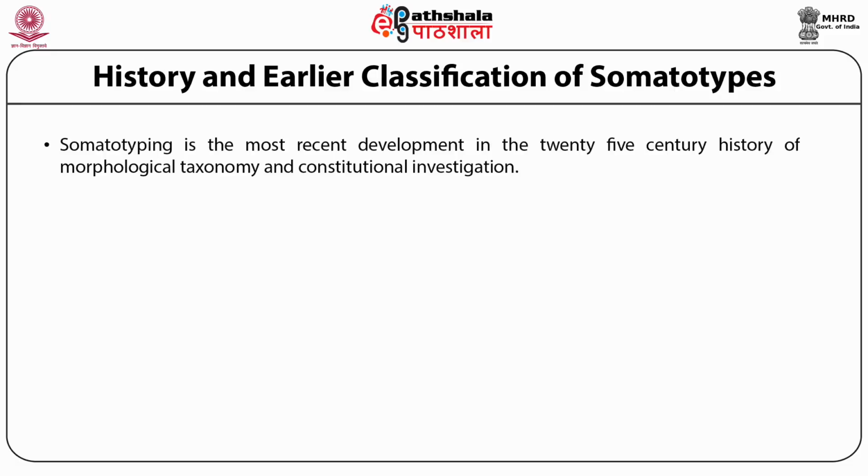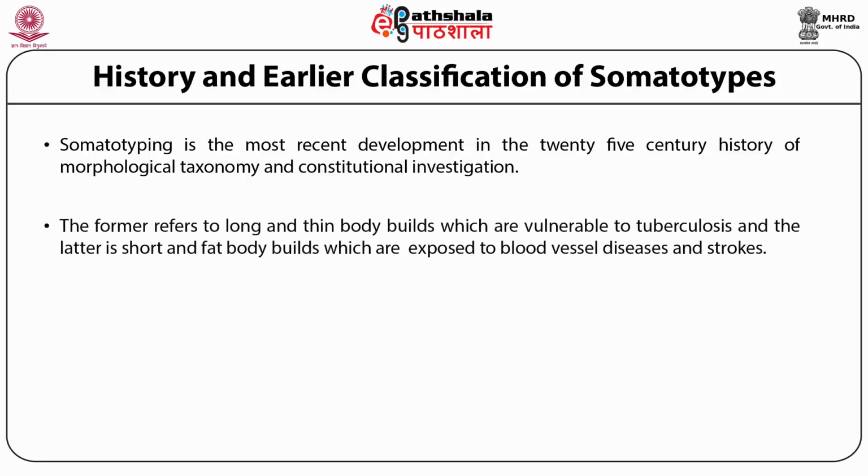Somatotyping, as we all understand, is the most recent development in the 25th century history of morphological taxonomy and constitutional investigation. The foundation of the classification of human physique started way back in the 5th century BC by Hippocrates, who divided somatotypes into habitus phthisicus and habitus apoplecticus. The former refers to long and thin body builds which are vulnerable to tuberculosis, and the latter is short and fat body builds which are more exposed to blood vessel diseases and strokes.